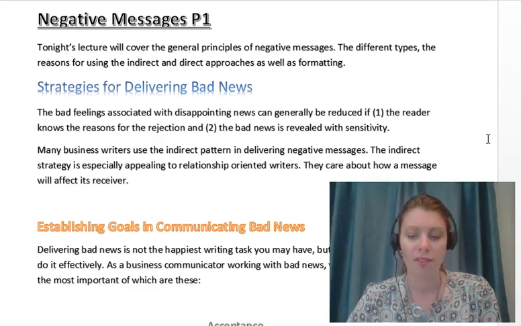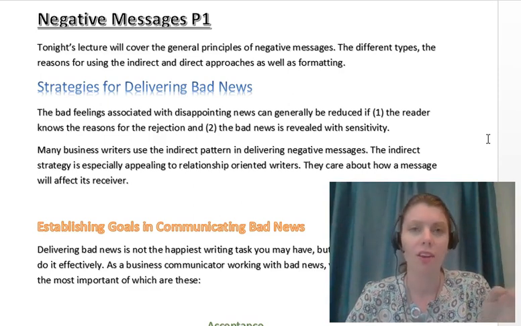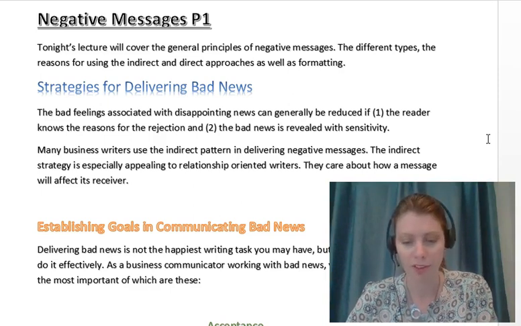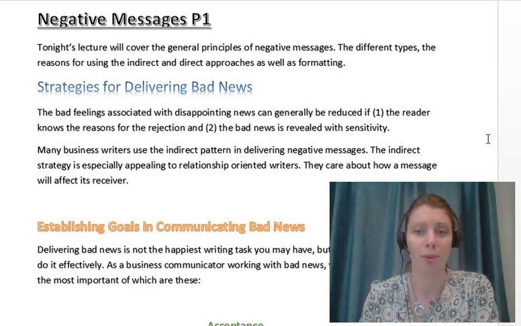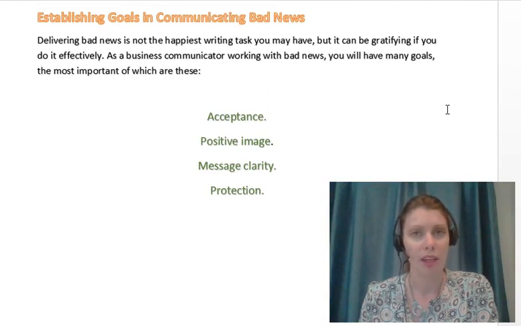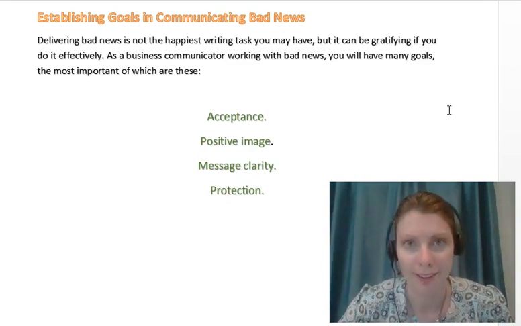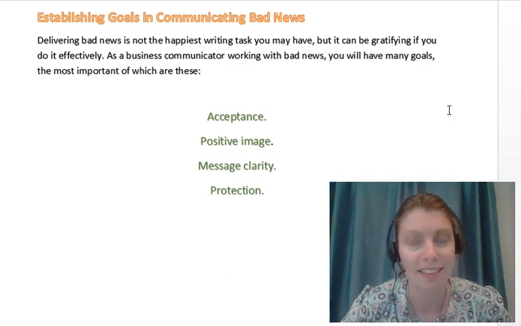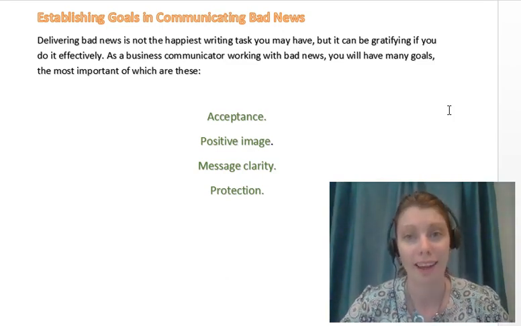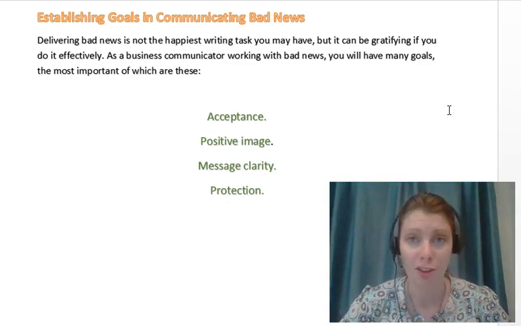So the focus here is to apply techniques for breaking the bad news sensitively while refusing routine requests and claims, breaking bad news to customers, and delivering bad organizational news to employees. So, establishing goals and communicating bad news. These are 4 important points to be thinking about when you're writing a bad news letter. Delivering bad news is not the happiest task that you will have, but it can be gratifying if you do it effectively. You can still be proud of your work.